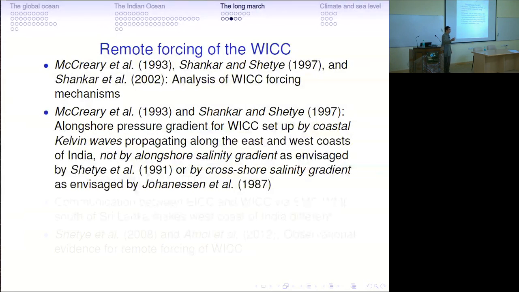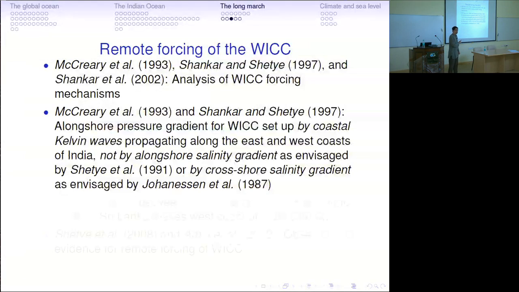An earlier explanation was the cross-shore salinity gradient. You have a lot of rainfall in the summer monsoon, and you dump that freshwater off the west coast of India. Once you do that, sea level has to rise, and by geostrophy, you will get the coastal current that goes against the wind. That was the explanation by Shankar in 1987. The problem is that the lowest salinities are seen during winter. That's coming from the east coast of India.